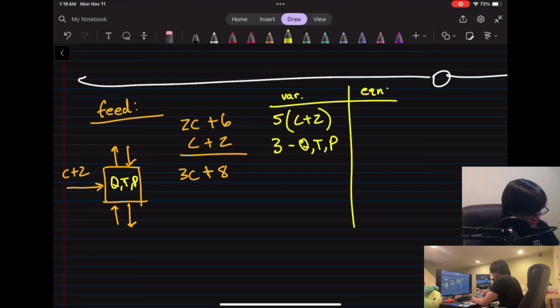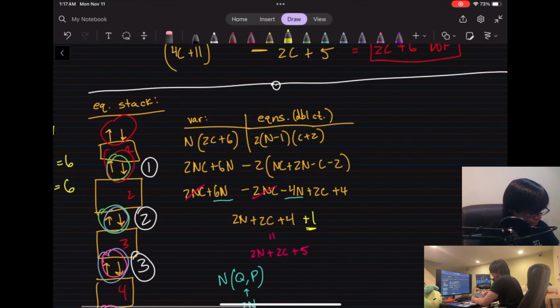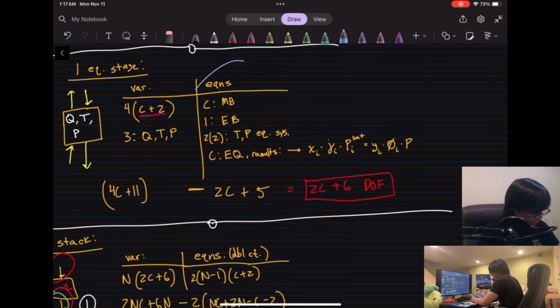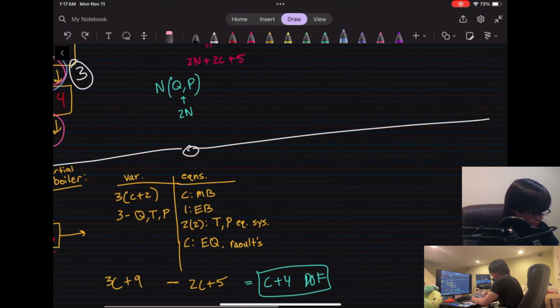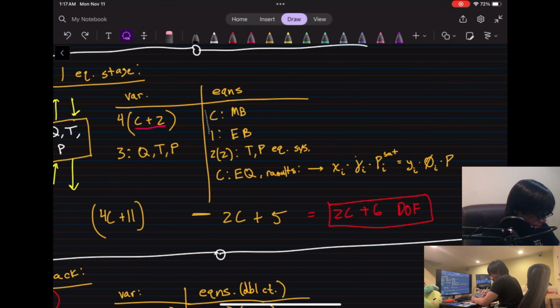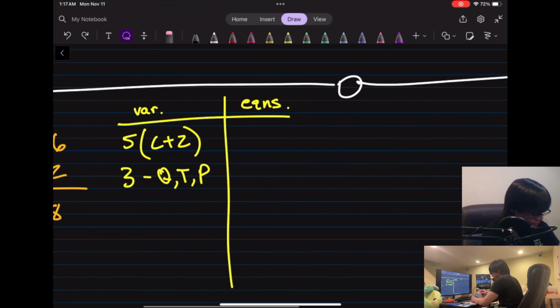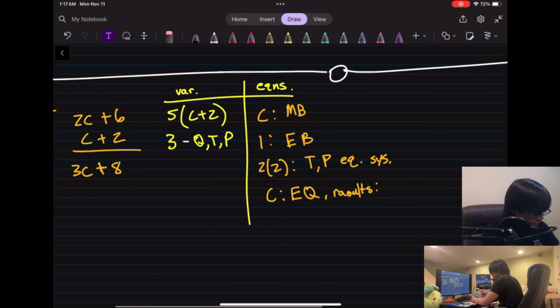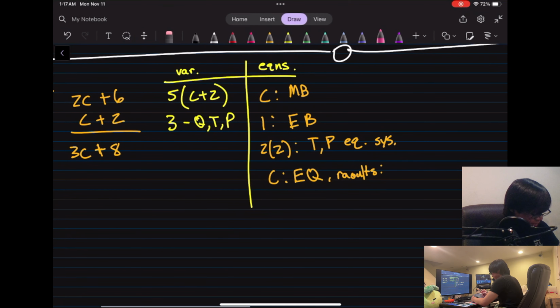Then for our equations, honestly, this is the exact same as our equilibrium right here. Can I just copy it? I could just copy it. Yeah, why not? There's no extra outlet streams, so it's the exact same. Copy, paste. Bang. Okay. So what does this give us?